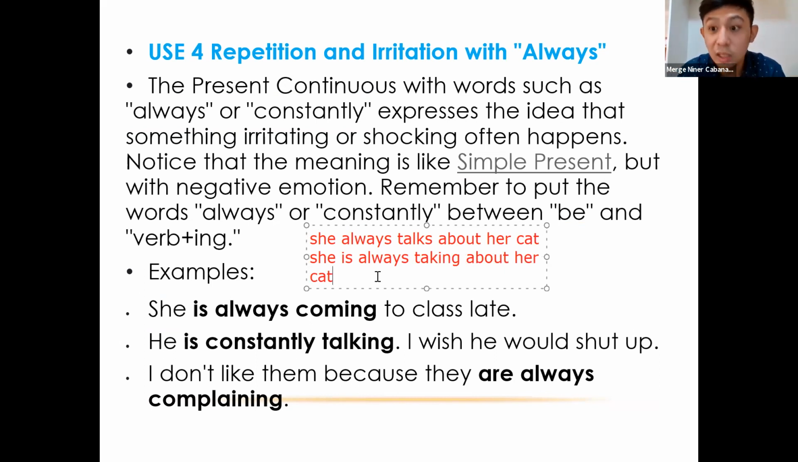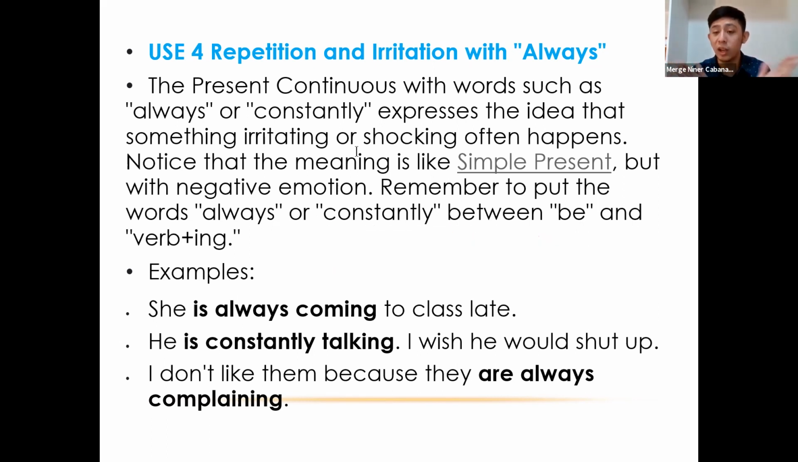This one, she always talks about her cat because she loves her cat. All right, but this one, she's always talking about her cat. She doesn't talk about anything except her cat. So there's a negative emotion included in that. All right, with the use of your always and constantly. That is why whenever you do your essays, whenever you write some samples in your essays, when you see always, when you see constantly, and it is inclined with a negative emotion, I suggest that you use this.